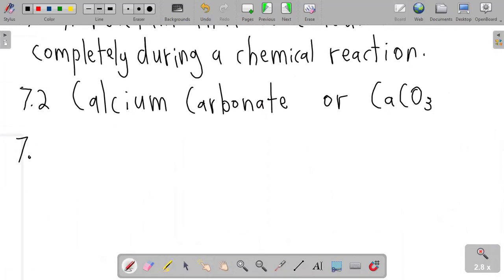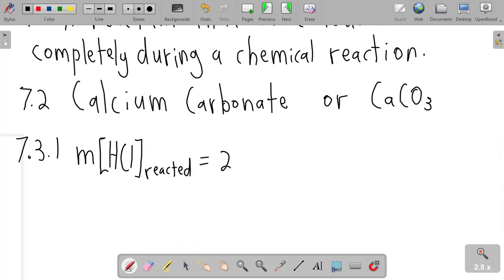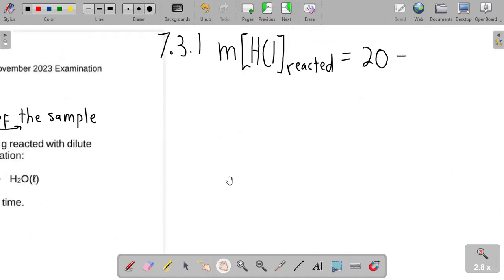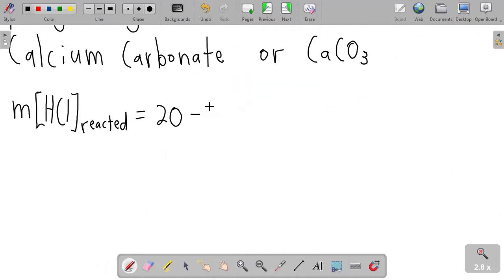So this is what we're going to do. The mass for HCl, the mass that reacted. We're then going to say 20 minus 12.7. Then we get 7.3 grams.